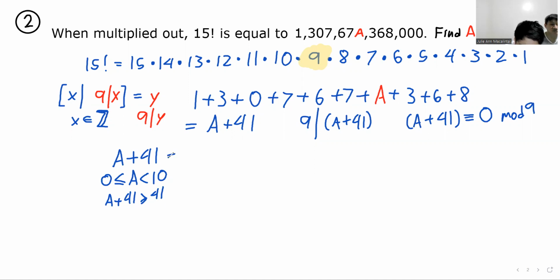So the closest multiple of 9 that we can think of is 45. So this would instantly make a equals 4. But what if a plus 41 is the next multiple of 9, which is 54? Then this would make a equals 13, which is not a digit. It has 2 digits, so this cannot be. Yes, this is our answer.